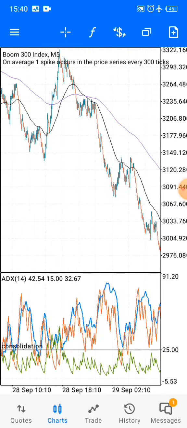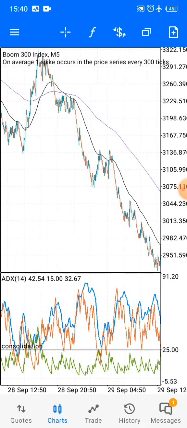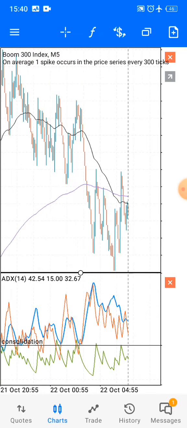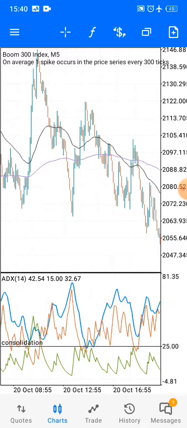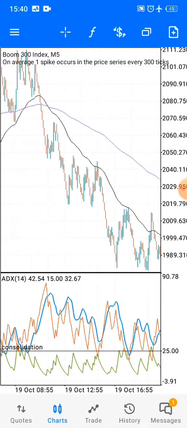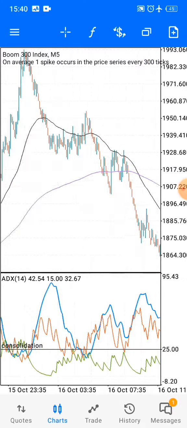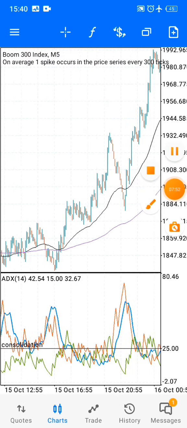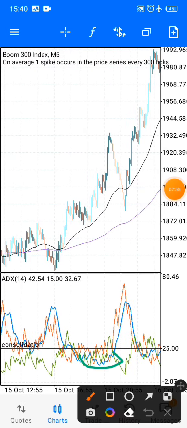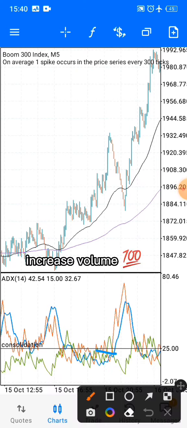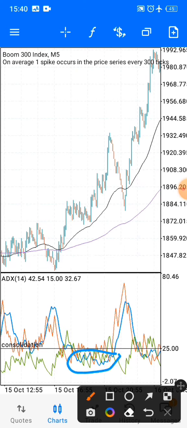So that's it. So here, let me see where the ADX is below the level 25. So when the blue line on the ADX, let me change the color to blue, so this blue line, when the blue line is below level 25, most of the time the market will be consolidating. And when it is ranging above the level 25, the market will be trending.